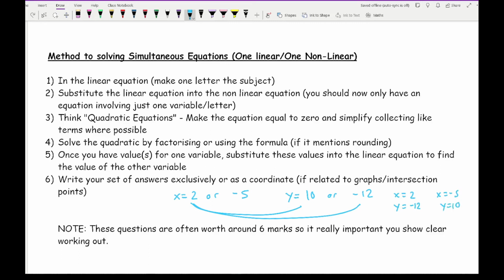So you just want to write them exclusively like this, or you could write it as a coordinate if it relates to a graph. And there you go, because obviously this is the x ordinate, that's the y ordinate, that's the x ordinate, that's the y ordinate.